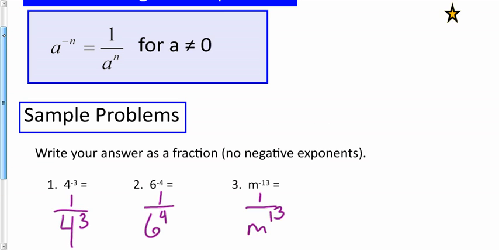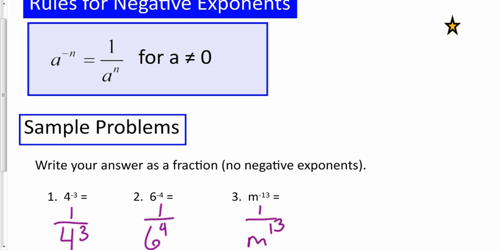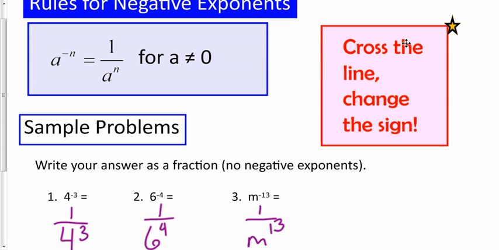And there's a good phrase to remember to help you with this, and that is cross the line, change the sign. So if I cross the line of the fraction bar here, so if I had y to the negative 2nd or something like that, right? So if I cross this fraction bar line and make it, instead of y to the negative 2nd being in the numerator, if I put that in the denominator, I have to change the sign of the exponent.